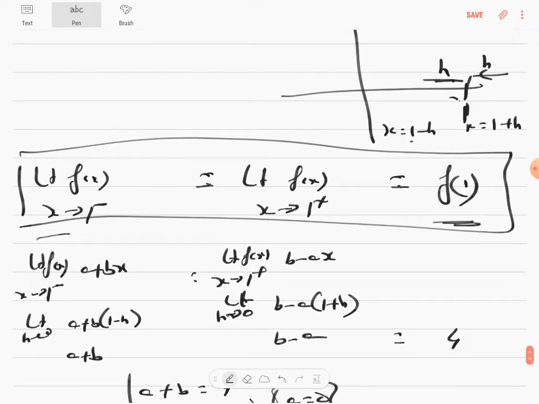Generally we will find left hand limit is equal to right hand limit. But in this sum, its limit already exists, you have to find unknown value a and b.